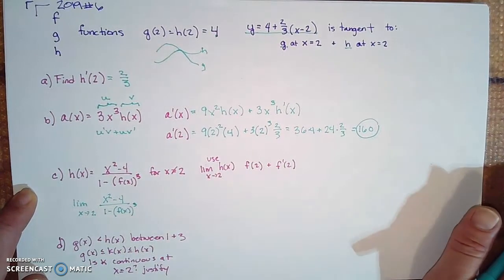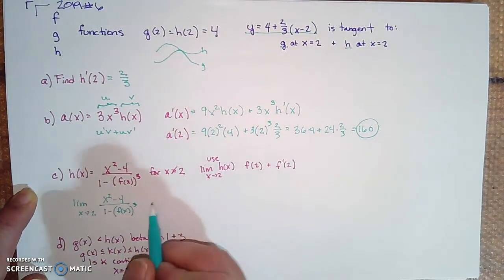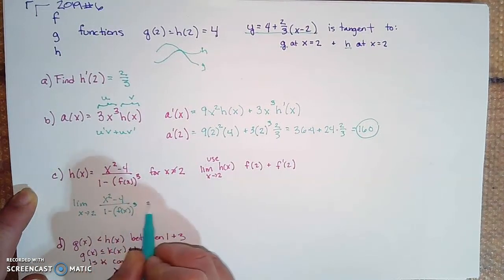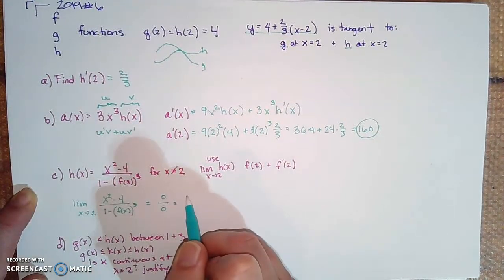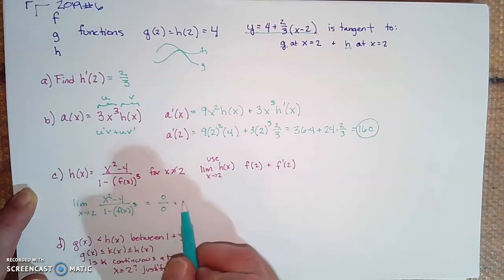The only time you can use L'Hopital's rule is when you put in your number and you get 0 over 0. So that's why this problem was so tricky. So let's fill in 2 and see what we get. Put 2 in the top. Oh, sorry, take the derivative of top and bottom first.